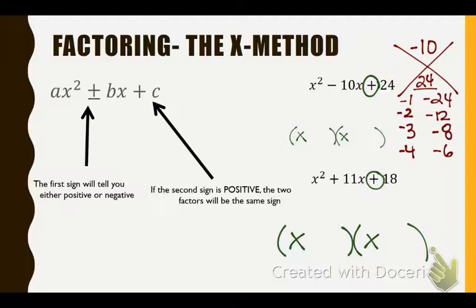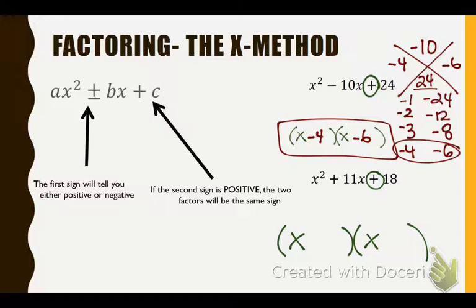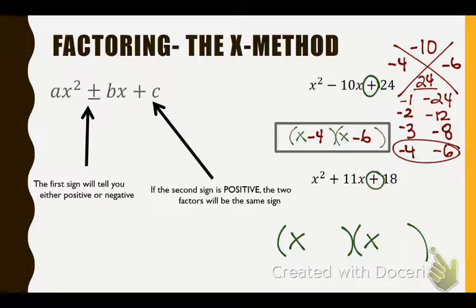Do any of these add up to negative 10? Negative 4 and negative 6. I thought they equal positive 10. They do not. In multiplication, a negative times a negative is a positive. But in addition, a negative plus a negative is a negative.